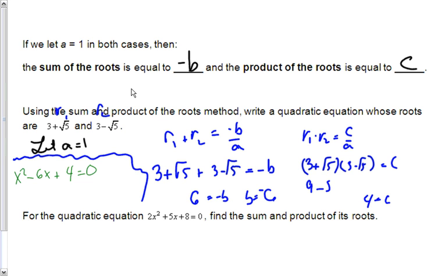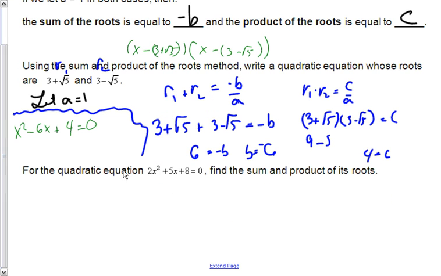Instead of me trying to multiply x minus 3 plus the square root of 5 and x minus 3 minus the square root of 5. Now look at that multiplication. Do you know that comes out to that? Yeah, exactly. And then we get complex, even worse.